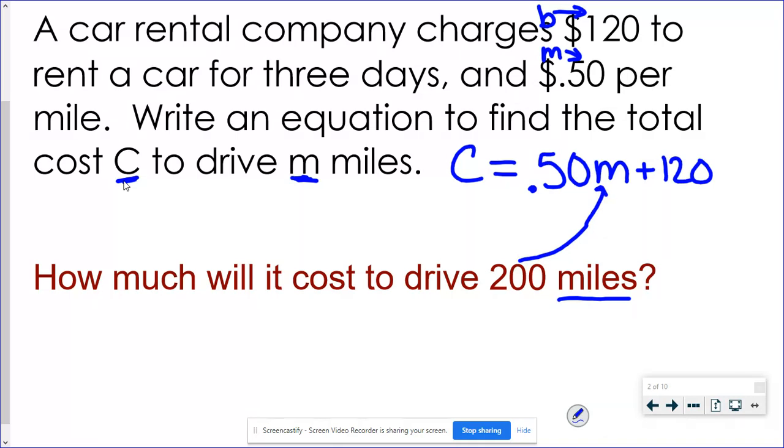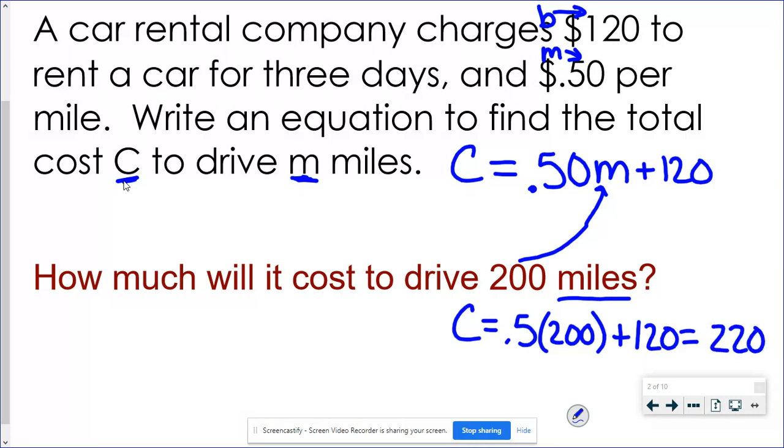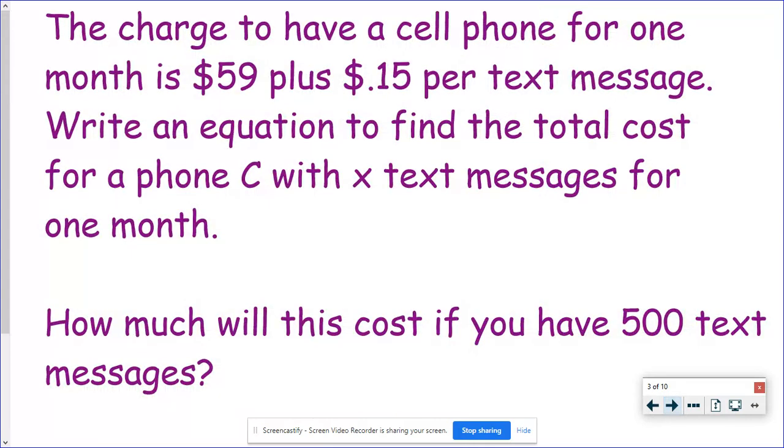So 0.5 times 200, it's really half of 200, that's 100, plus the $120. Now here's the substitution. 0.5 times 200, we said that one's going to be 100. 100 plus 120 is going to be 220. Now, when we say dollars, do not put that dollar sign after the number. You guys are smart. You guys can handle putting that dollar sign in front, even though you say it after.